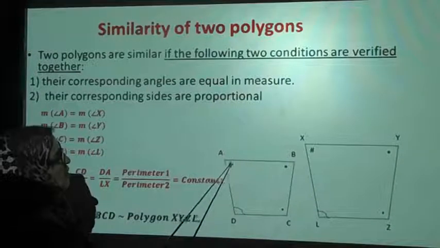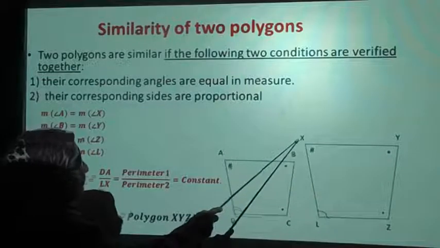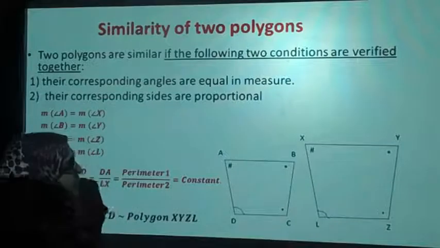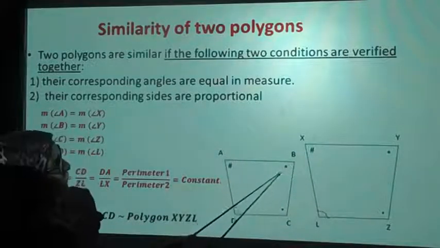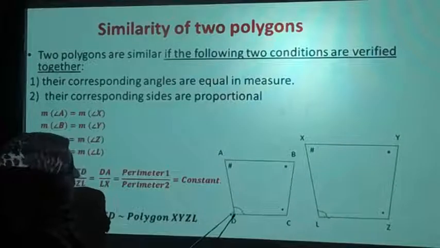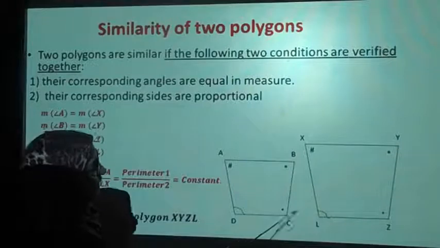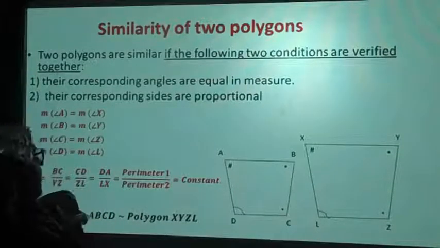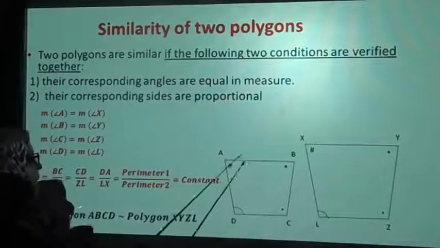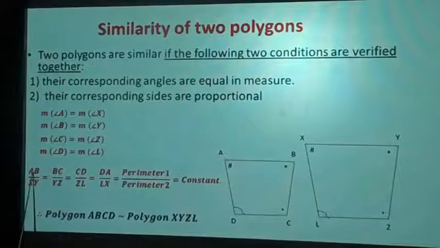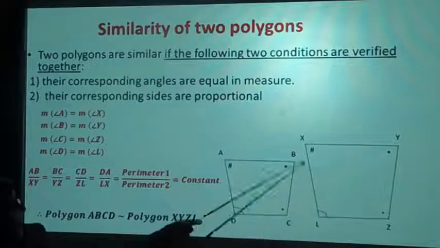If I have the shape ABCD, and I have another shape XYZL, and I tell you that the measure of angle A equals the measure of angle X, also angle B equals angle Y, D equals L, and C equals Z. And also I tell you that there is a fixed ratio between their side lengths, like if we say that AB over XY equals BC over YZ equals CD over ZL equals DA over LX.